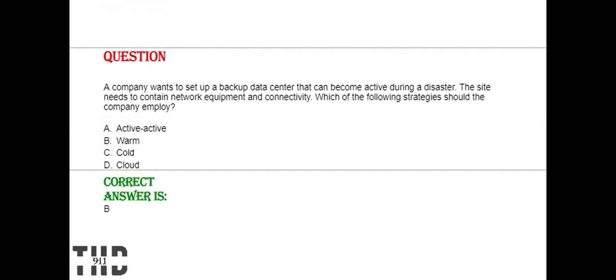The company wants to set up a backup data center that can become active during a disaster. The site needs to contain network equipment and connectivity. Which of the following strategies should the company employ? Option A, active. Option B, warm. Option C, cold. Option D, cloud. Correct answer is option B.